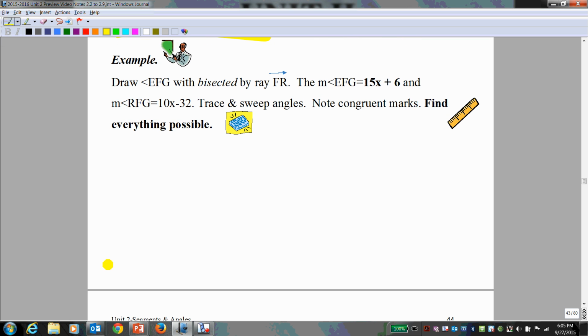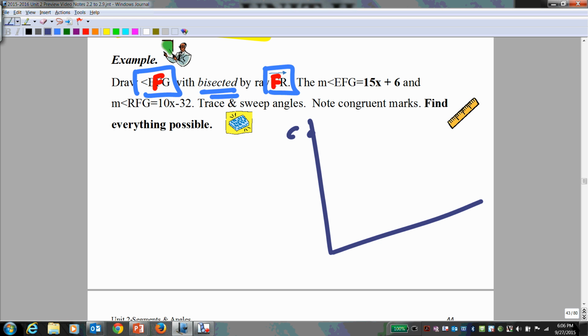Let's do an example together. We're going to draw an angle EFG bisected by a ray FR. So let's take this one step at a time. We have EFG bisected, underline the word bisected, FR. Notice that F is twice. That means that is the hinge right there. I'm going to start by drawing this. EFG, and it's being bisected specifically by a ray FR.